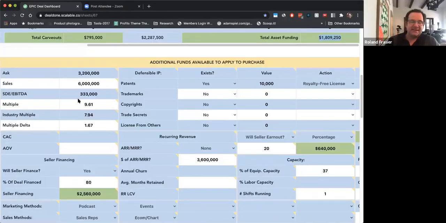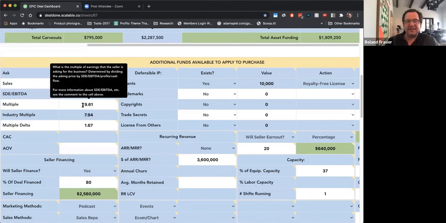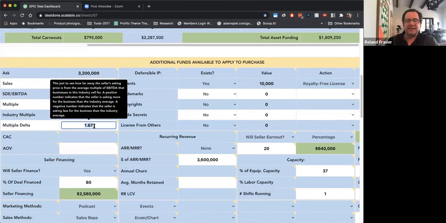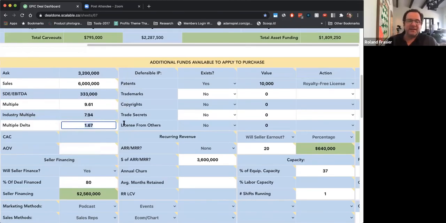So now I go back to the software, having done that analysis. I've put in the ask price, the sales price of 6 million, and the SDE of 333. It calculates that the multiple is 9.61. I'm going to insert this industry multiple here, the lowest of them. And you can see that they're asking 1.67 times more for this company than the lowest industry multiple. So that's going to cause me to adjust the purchase price, which I'll show you in a minute.